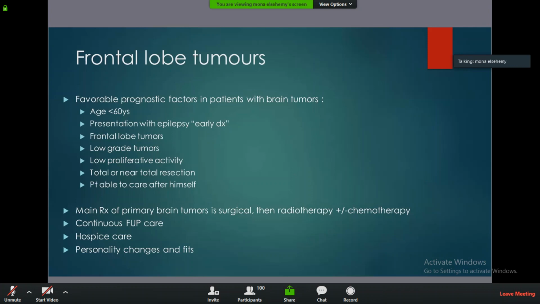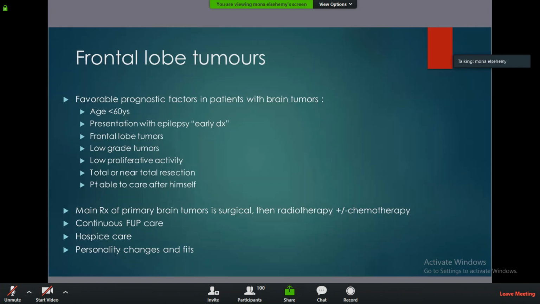If it is low-grade tumor by biopsy and the CT finding, if it is low proliferative activity, which is the tumor doubling size. If you did total or near total resection for the tumor, and the patient able to take care after himself.